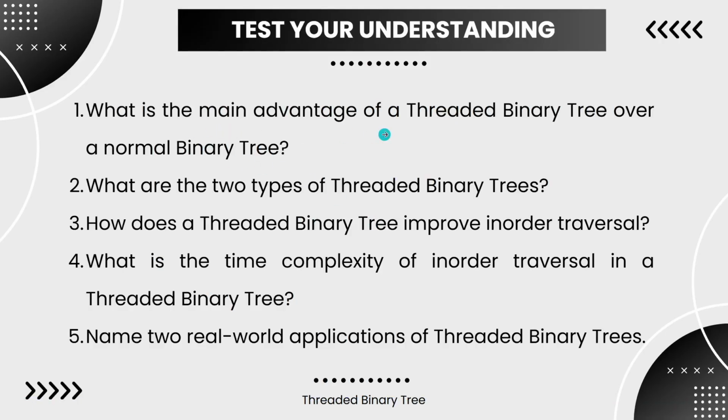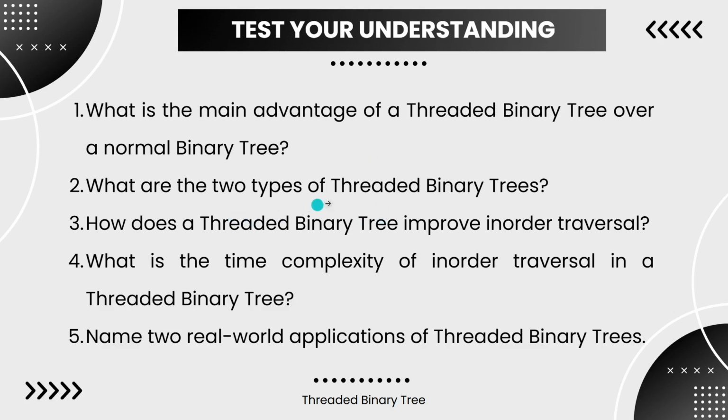Now I have put up some questions to test our understanding of the concepts of threaded binary trees. One is, what is the main advantage of a threaded binary tree over a normal binary tree? In a normal binary tree, we waste space storing null values on pointers to left and right subtrees in a leaf node, whereas we avoid that with threaded binary trees, and instead we use that space to store threads, which are predecessors and successors of a node, and that serves as an advantage specifically for traversal.